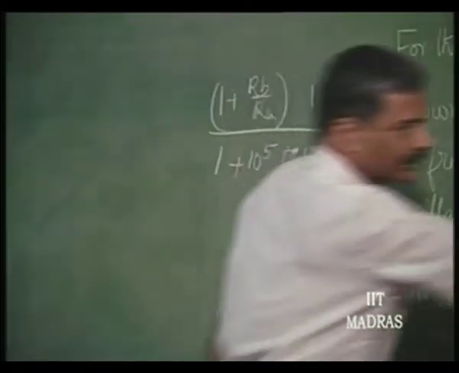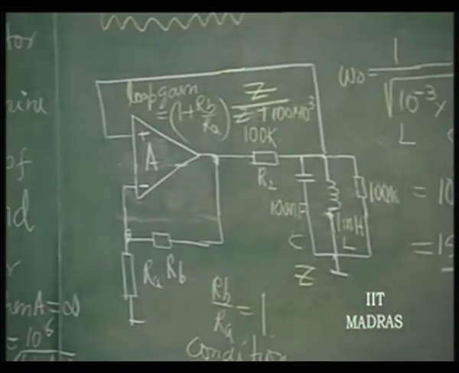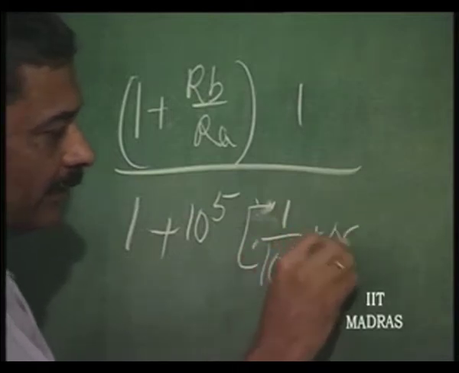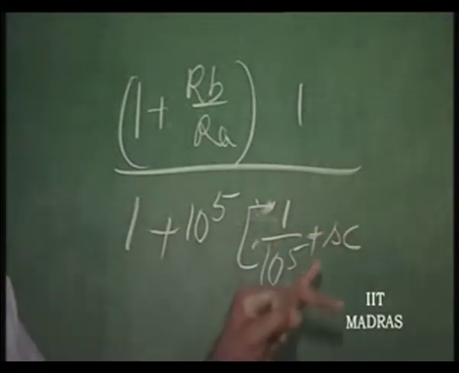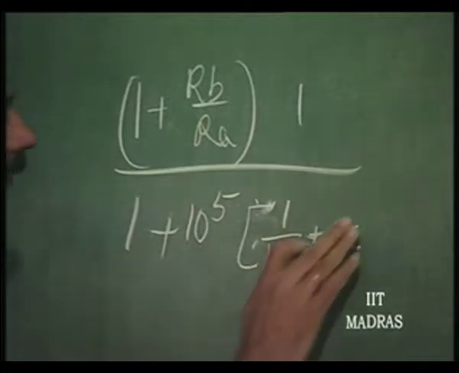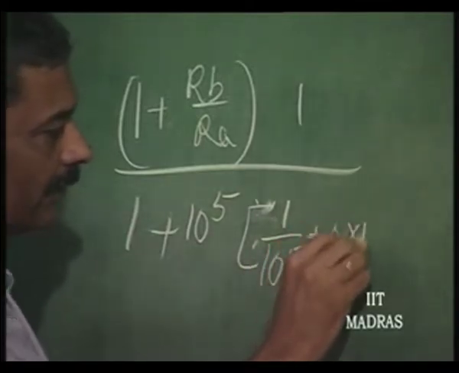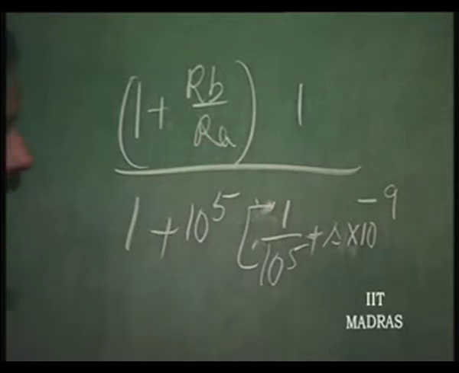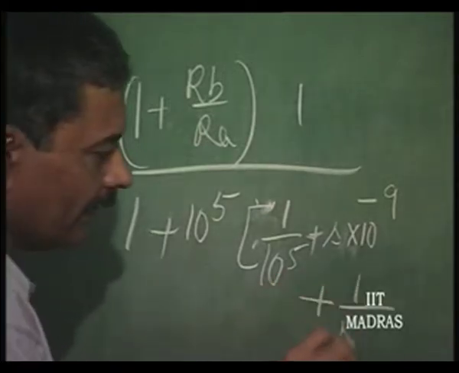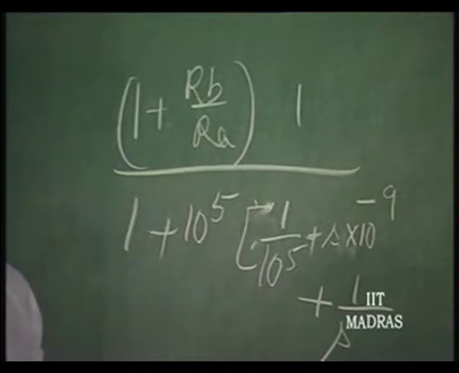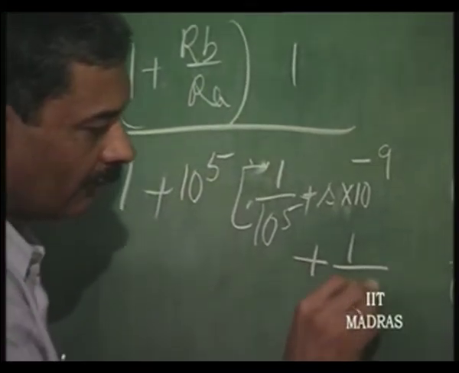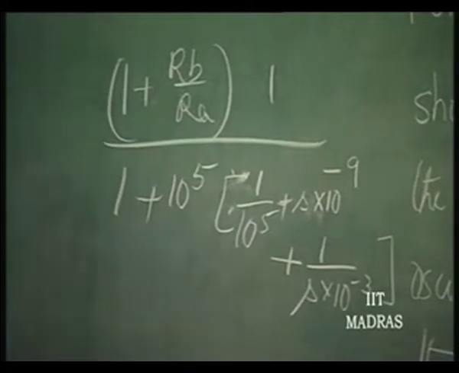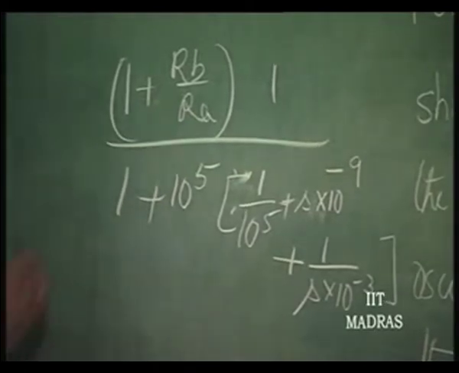This is the resistance 1 over 10 to the power 5, conductance of that, plus S c plus S c. C is really equal to 10 to the power minus 9, plus 1 over S L. L is 10 to the power minus 3. So, that is the transfer function, composite transfer function.